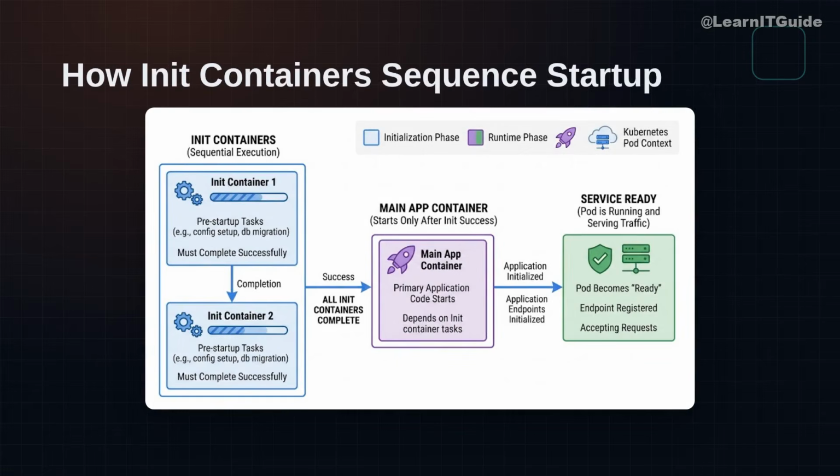Here is how it works internally. When you define an init container, Kubernetes ensures it runs first. The main application container is kept in a pending state until that initialization process completes successfully. Once the init container finishes, the runtime starts your main container. This creates a deterministic, reliable sequence. It removes the guesswork and ensures your services are only running when their required environment is fully prepared.